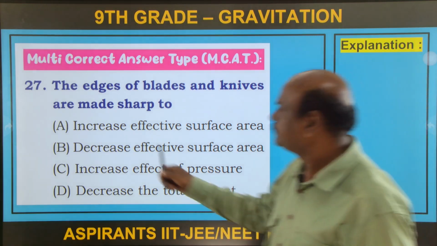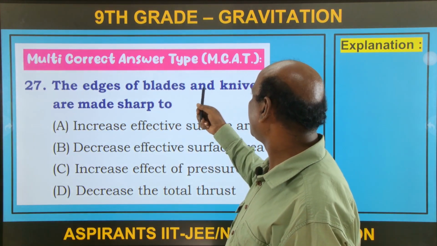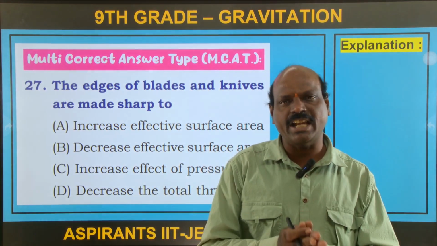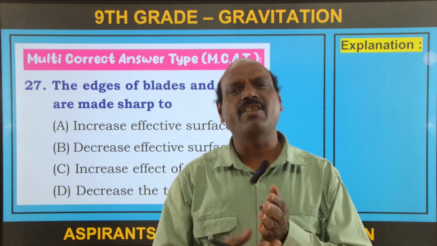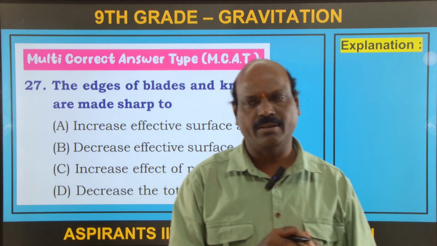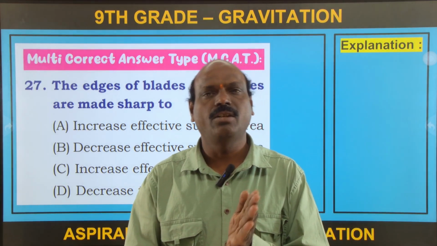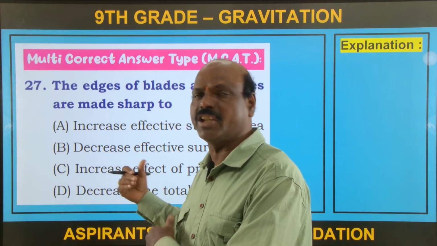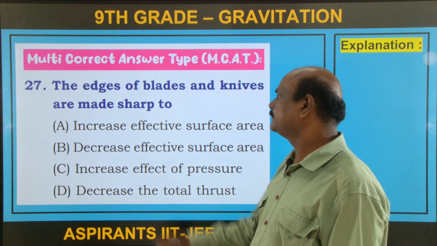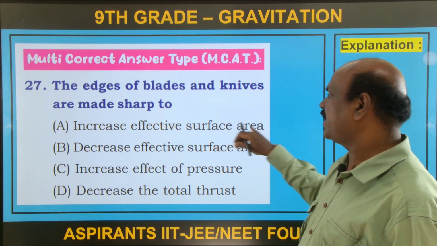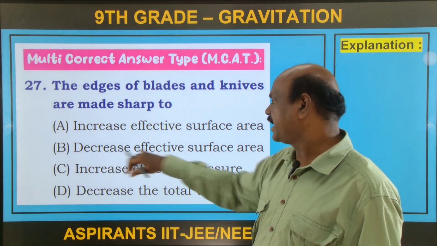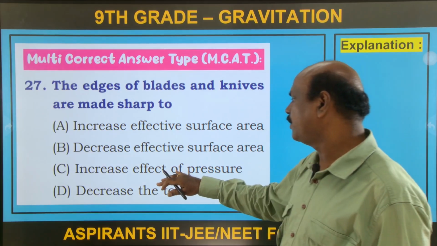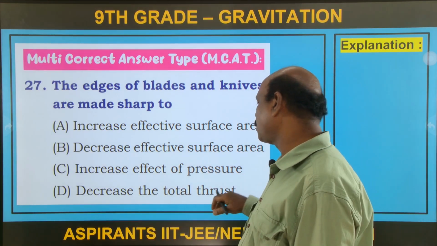Here the edges of blades and knives are made sharp. If you see any knives or blades, one side will have a sharp edge and the other side may be blunt. So why is that sharp edge made? What is the advantage, or what are the applications we notice by making these edges sharp? First, increases the effective surface area, decreases the effective surface area, increases the effect of pressure, and decreases the total thrust.